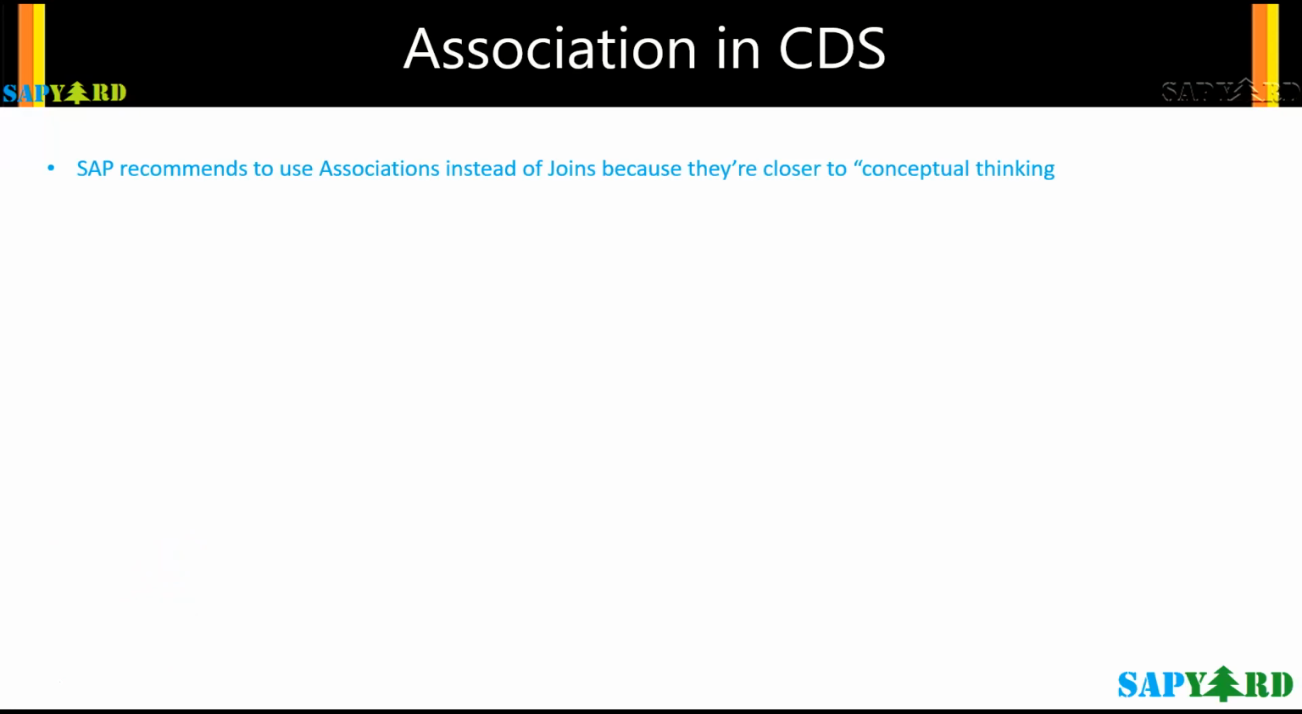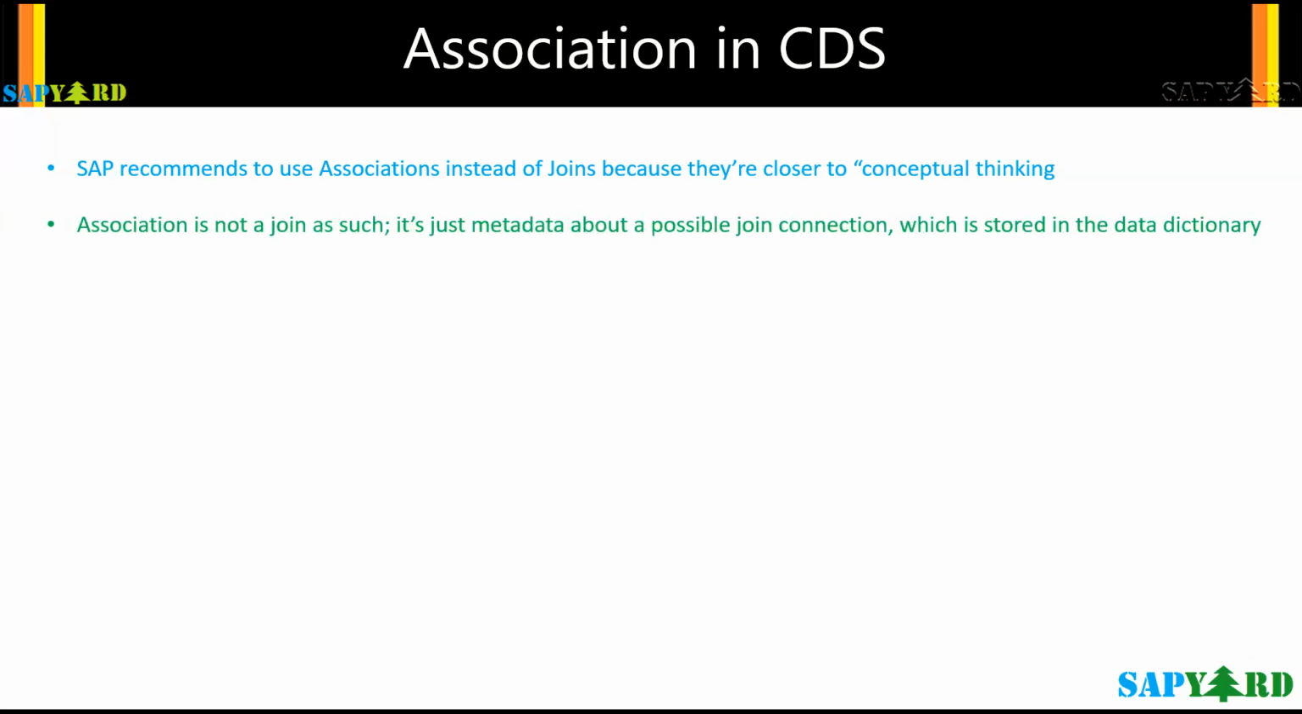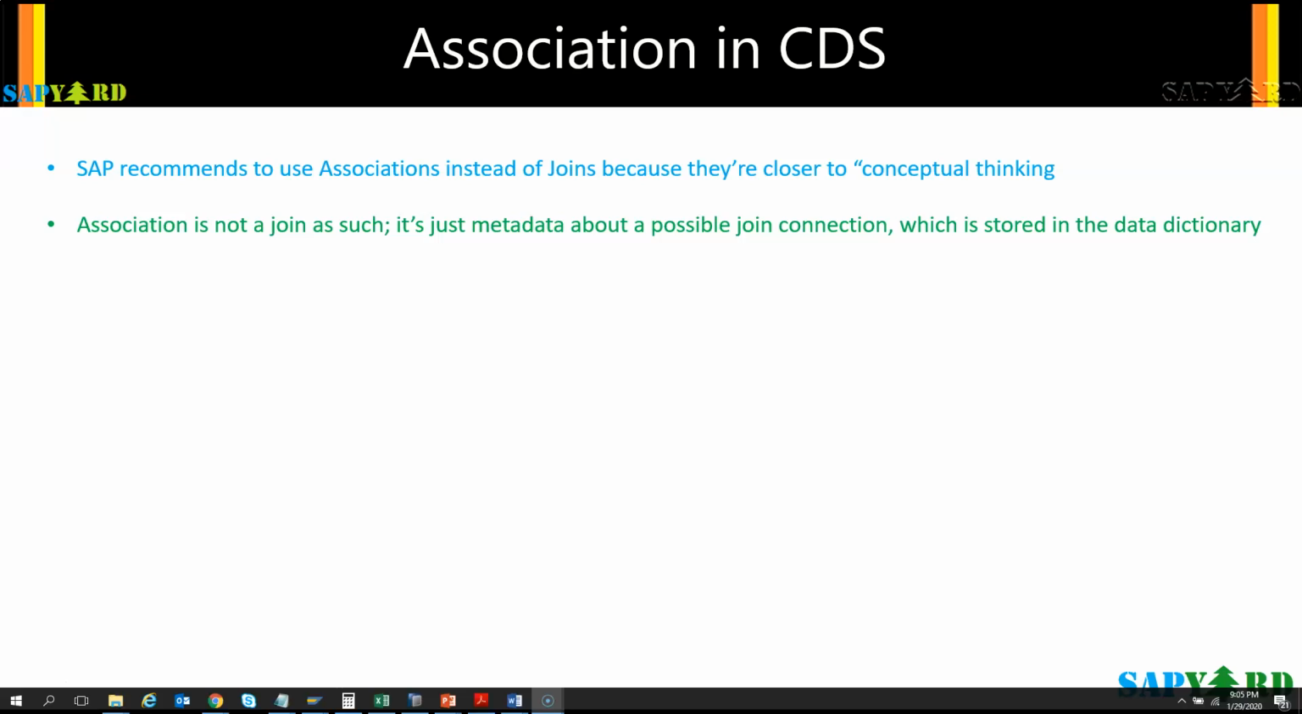Let us see what is written on the first point on the slide. It says that SAP recommends using association instead of joins because they are closer to the conceptual thinking. So they are right. Association defines a relationship between data models, and it helps to keep the relationship between the data model and entities visible. That means while looking at your CDS, you know that there is an association. I'll show you how. The second point says that association is not a join as such, it's just metadata about a possible join connection which is stored in the data dictionary.